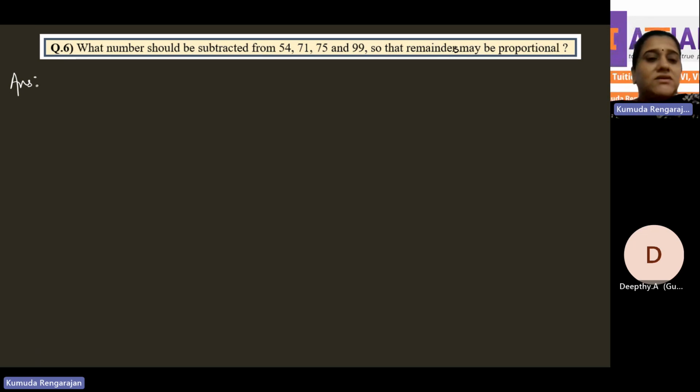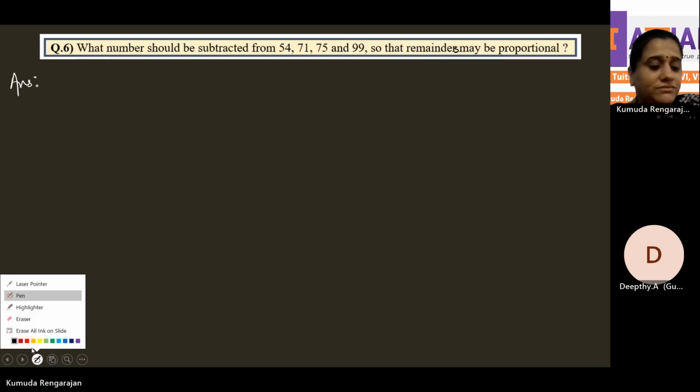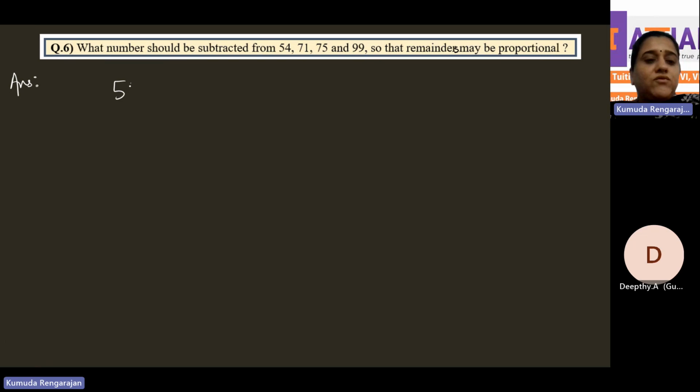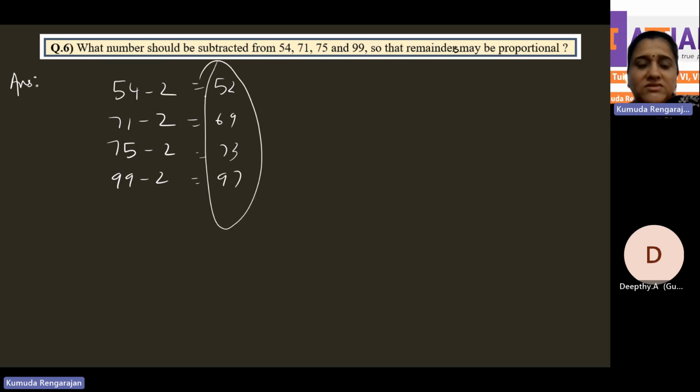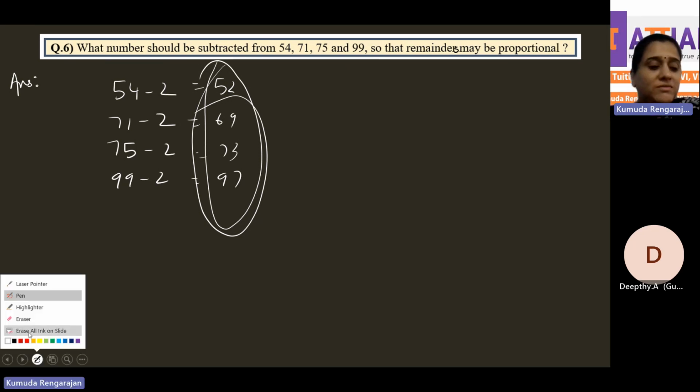After you subtract, see, supposing 54 minus 2, 71 minus 2, 75 minus 2, 99 minus 2. Okay, 69, 73, 97. These are the remainders. So what is the number that is to be subtracted from these four numbers so that the remainders are proportional?